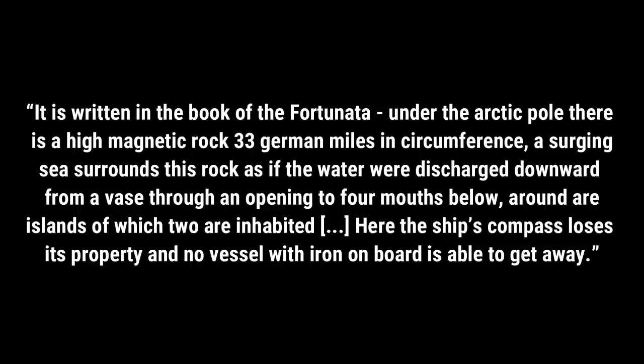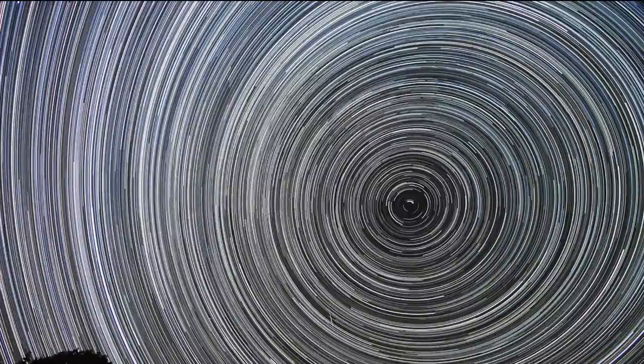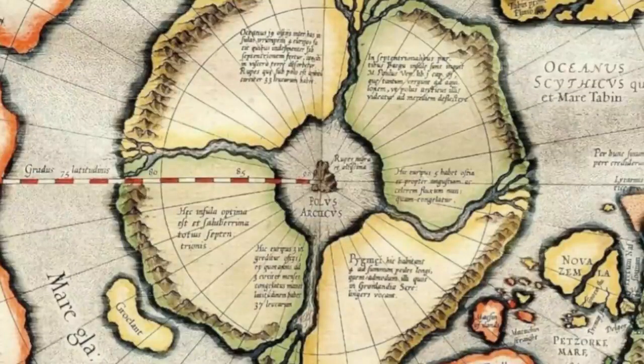4 mouths below. Around are islands, of which 2 are inhabited. Here the ship's compass loses its property, and no vessel with iron on board is able to get away." A magnetic rock or mountain at the center, at the North Pole, with the northern star Polaris fixed right above, unchanging, while the rest of the stars and constellations in the firmament revolve around it. Could the source of all magnetism and electromagnetism on Earth emanate from this magnetic mountain?